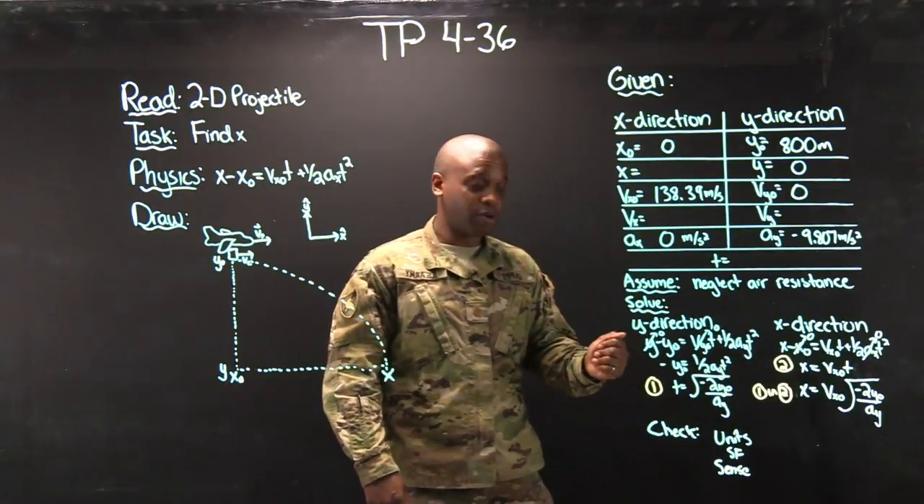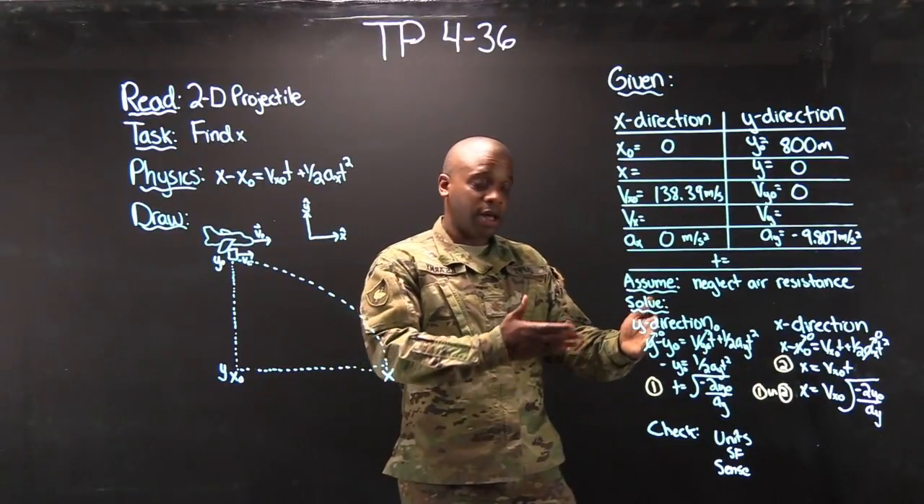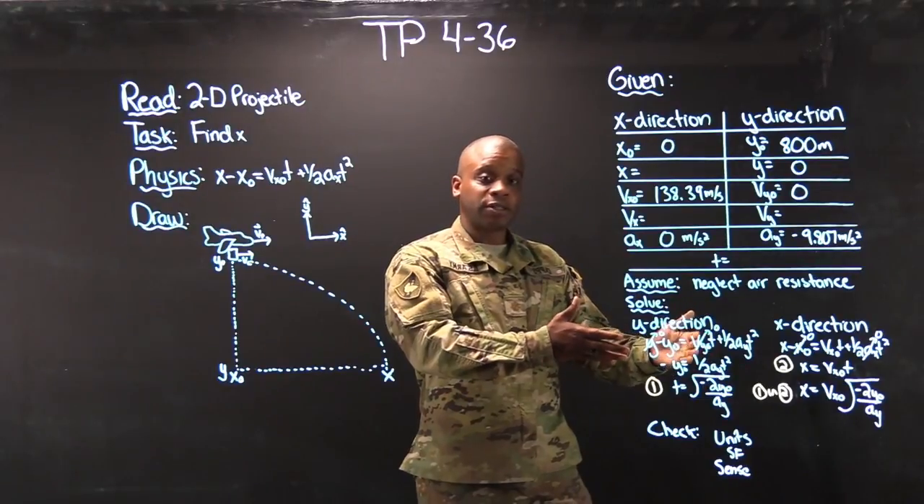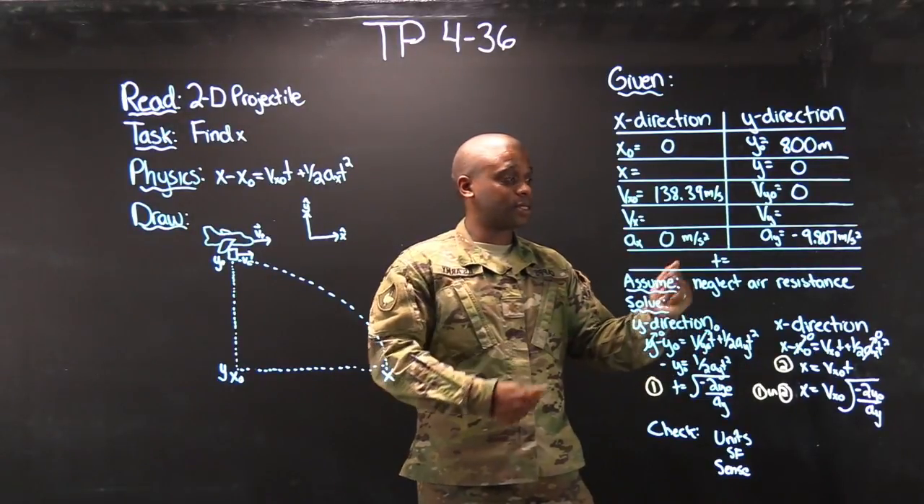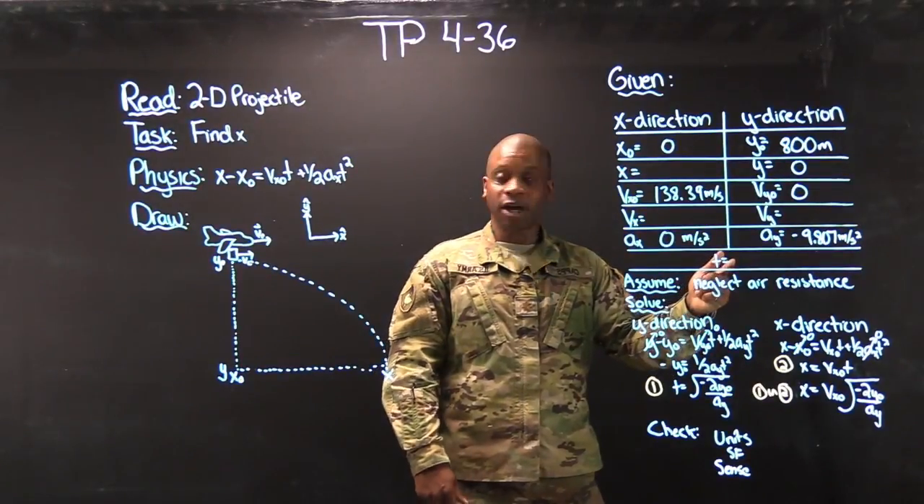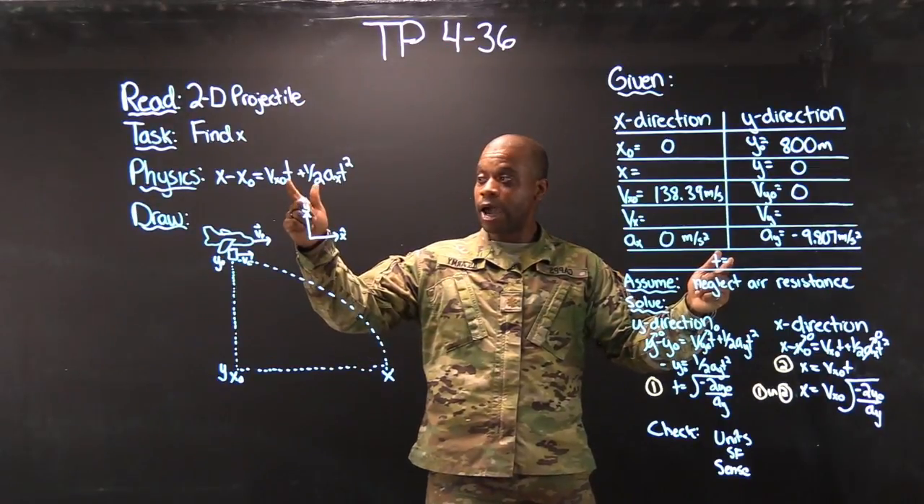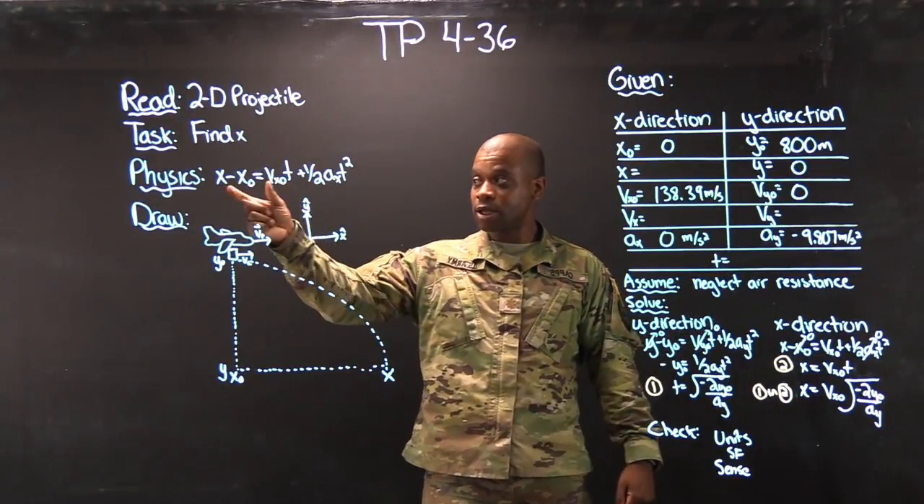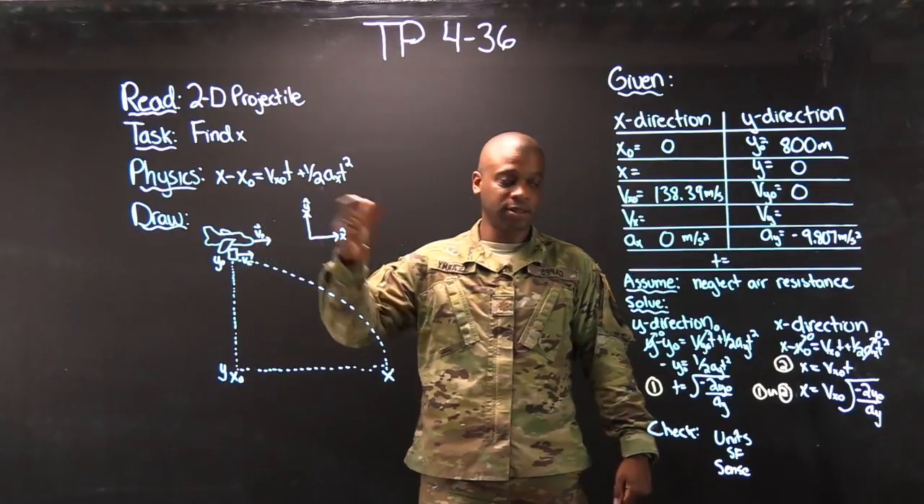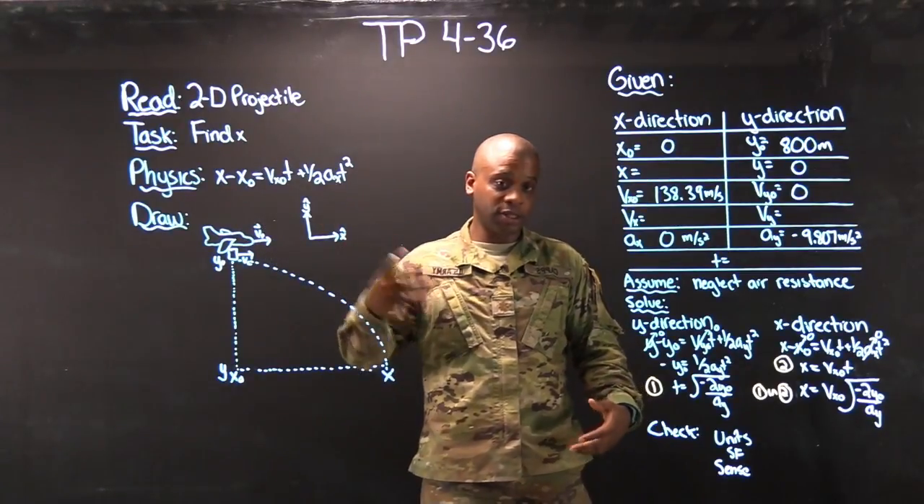Now going on to solve the problem. So, I have to start in the y direction. Why? Because I don't have time, I have initial velocity in the x direction, and I still need to find my distance in the x equation.